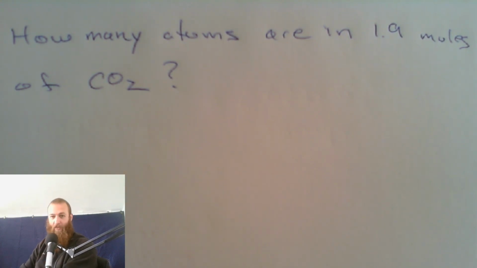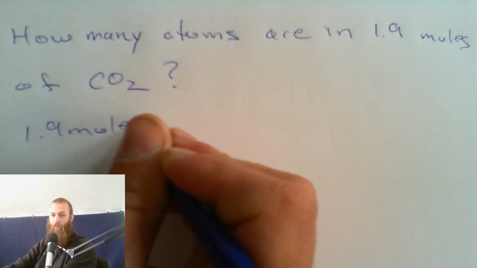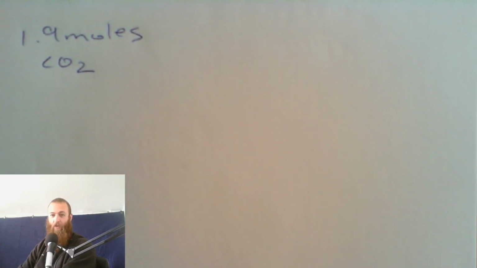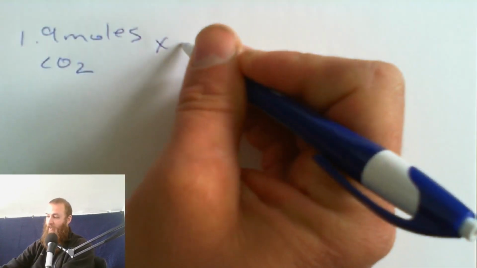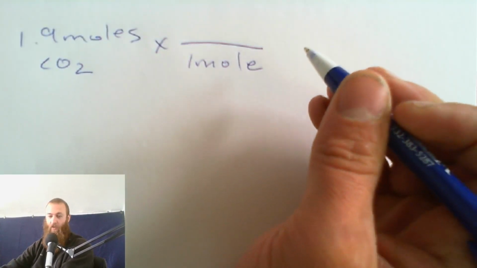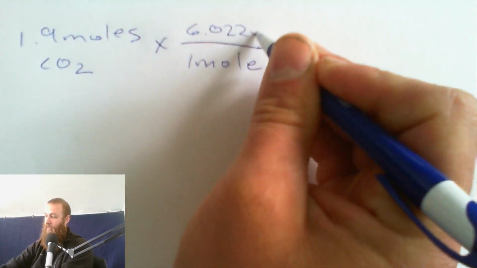All right, now back to this question. How many atoms are in 1.9 moles of carbon dioxide? So 1.9 moles of CO2. I don't even need the question anymore. I want atoms, right? So I'm going to multiply this with moles in the bottom. I want to cancel that out. And I'm going to use Avogadro's number, 6.022 times 10 to the 23rd.